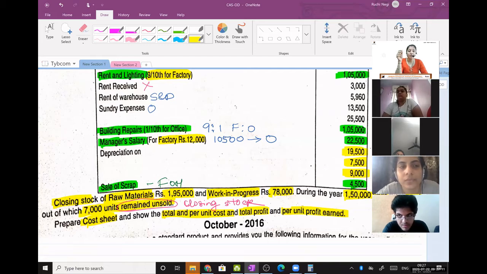Working note doesn't carry marks, but if you don't make the working note, we deduct marks. No extra marks are given for the calculation of the working note. Am I clear with this?